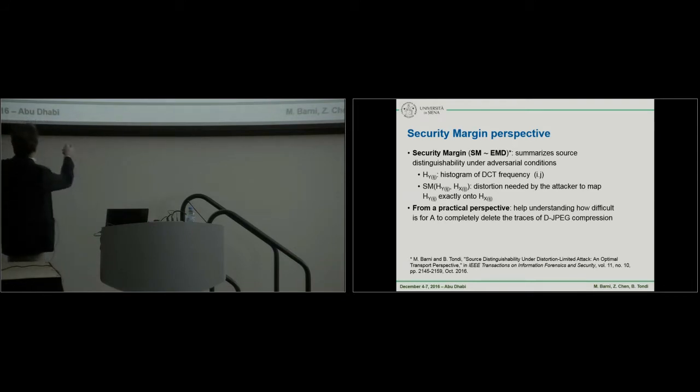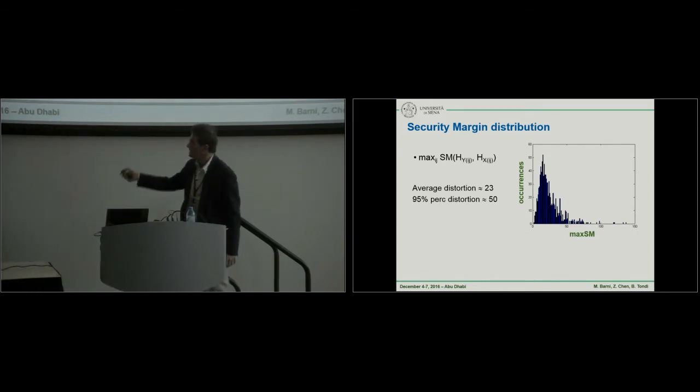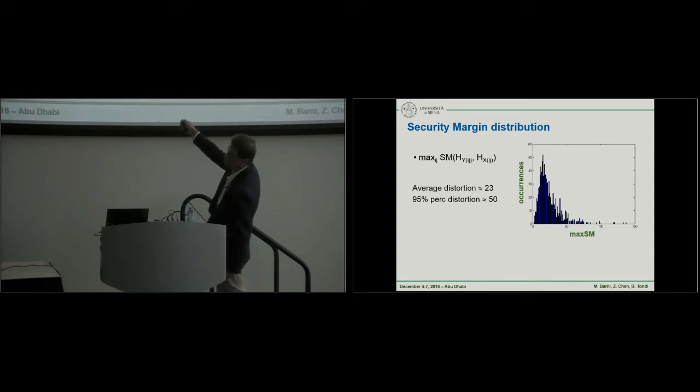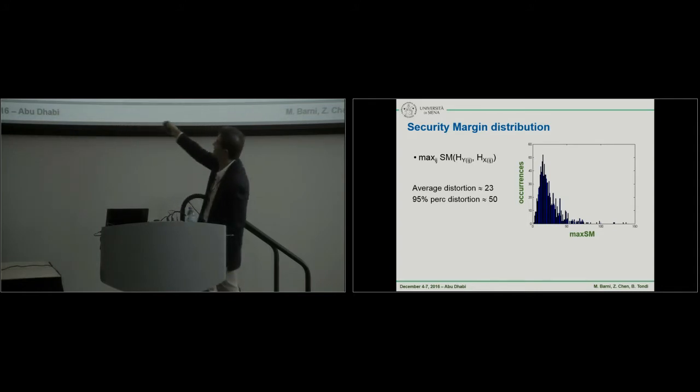So we computed this quantity for all the images in the test dataset by using the reference database for the target histograms. And this is the histogram of the security margin. Well, this is the maximum distortion you need to introduce across all frequencies. So if you want to be perfect, you need to bring all the histograms over the target, and this is the maximum you need to do over all frequencies. And you see the distribution. The average distortion you need to introduce is 23. And if you want 95% success rate, you need to introduce a distortion which is 50.